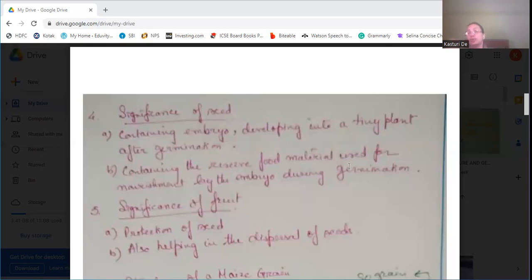The embryo grows into a tiny plant after germination, and the reserve food present there is used by the embryo to get nourishment during germination. When the plant grows during germination, it requires some food, so that food is present in this seed. Now, what is the significance of the fruit? The fruit protects the seed, and it also helps in the dispersal of the seed.